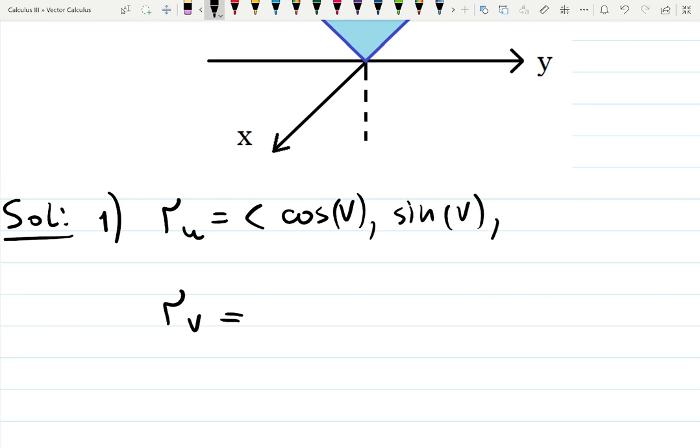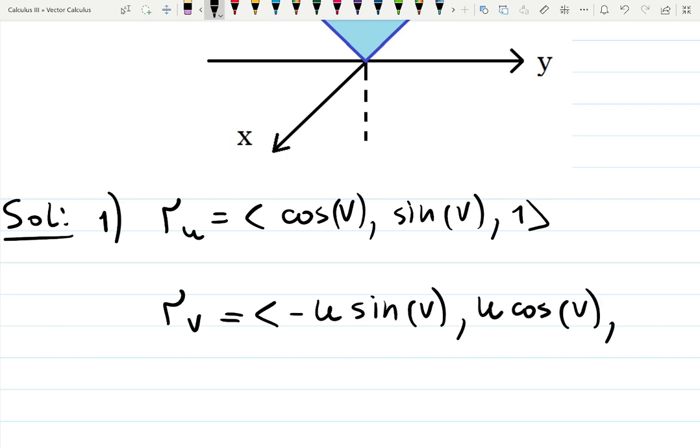So I will have cosine v, sine v, 1. And then the second one, differentiating with respect to v, and that's inside of sine and cosine. So that will change: minus u. Cosine becomes minus sine. And then sine becomes cosine. U survives. And then there's nothing at the end, so that gives you 0. Nothing with respect to v. Those are my derivatives. Why do we need them?